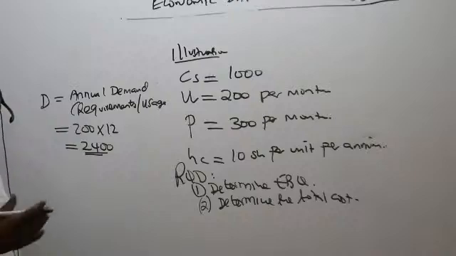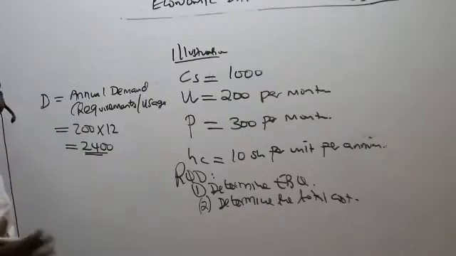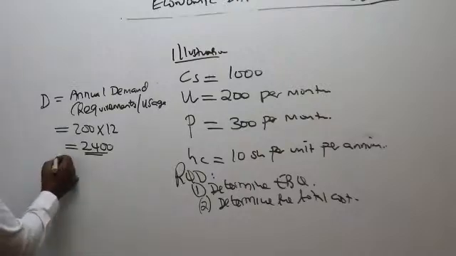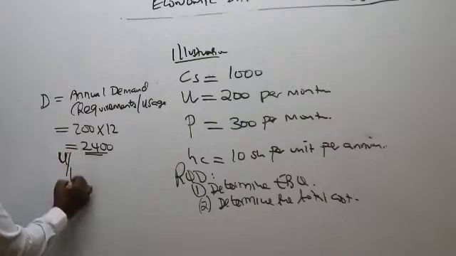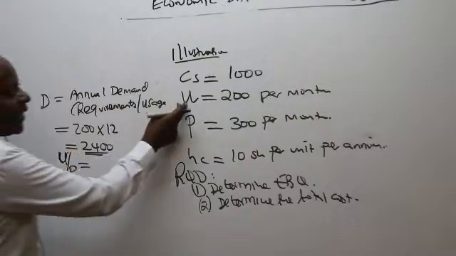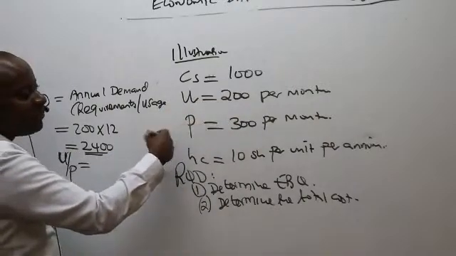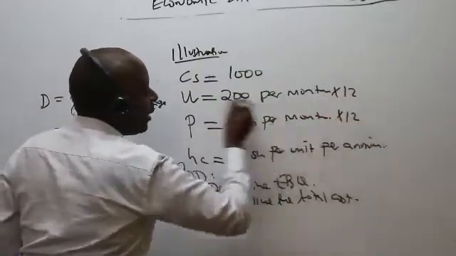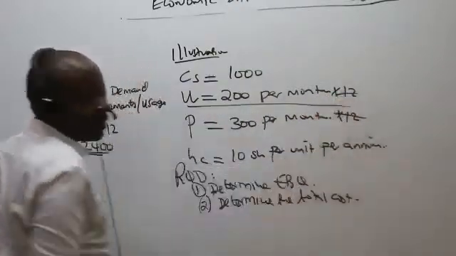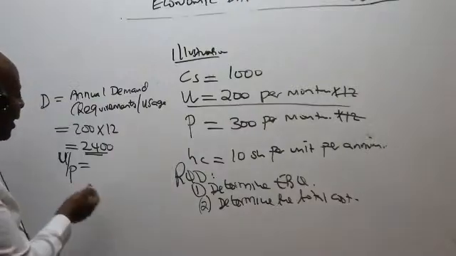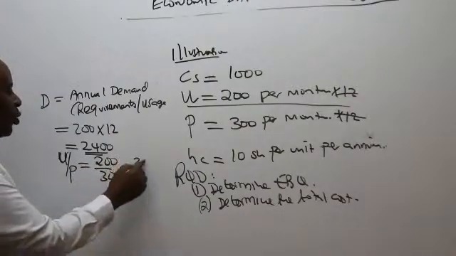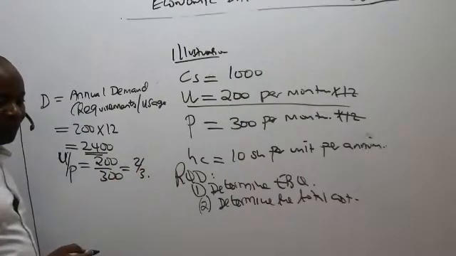I like how Patricia is putting it: demand and usage. Thank you. Once I have this, I'll be able to give you U over P. I don't have to change these to yearly, because at the end of the day I'll be dividing them, so the 12 and 12 cancel. So usage over P will be 200 over 300, which gives 2 over 3.